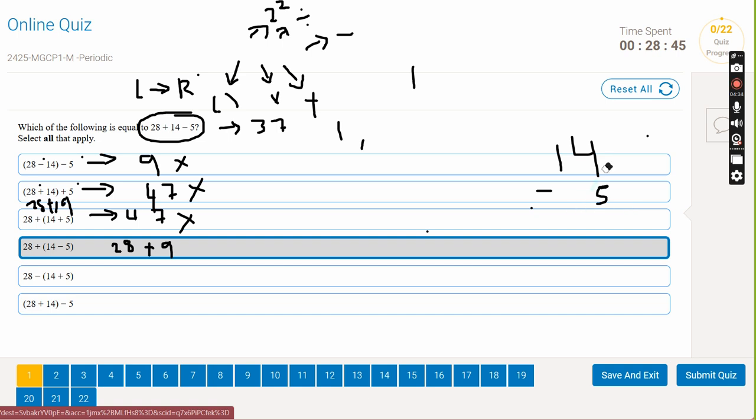Now we're just going to solve the last two to find out which one gives us 37. So this one is correct because this gave us 37. Let's try the next one. 14 plus 5, we know it's 19. 28 minus 19.